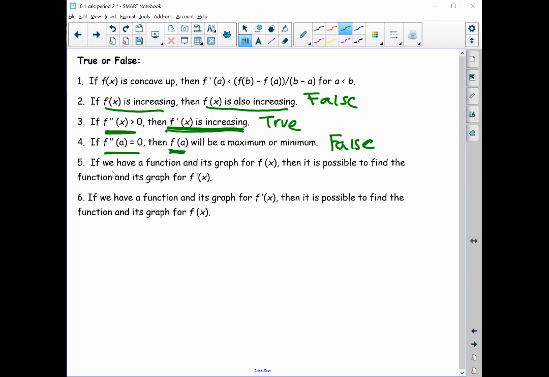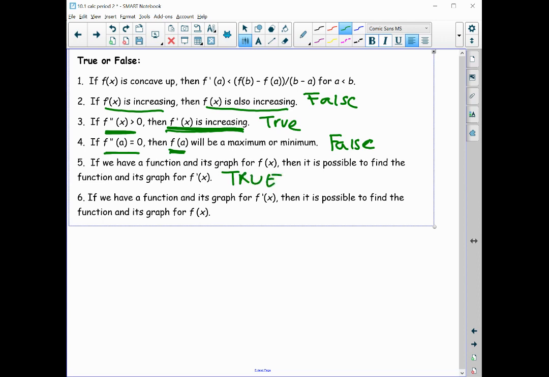Okay, if we have a function and its graph for f of x, then it is possible to find the function and its graph for f prime of x. This is true. You have enough information. If you know the function, you can use the limit process to find the derivative function. And if you have a graph, you should be able to graph it as well.